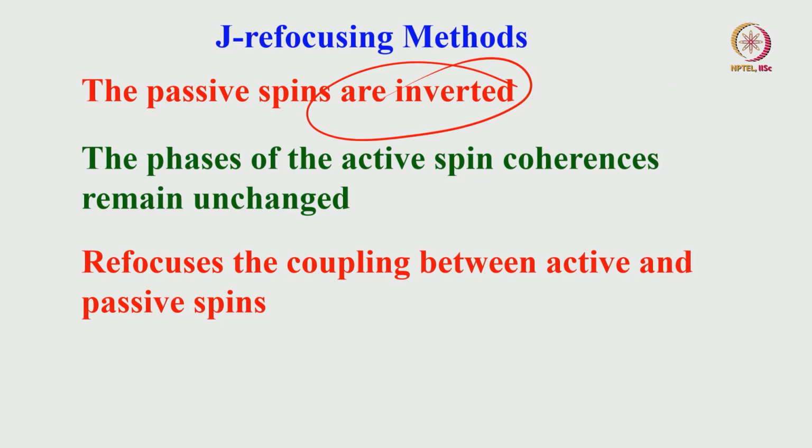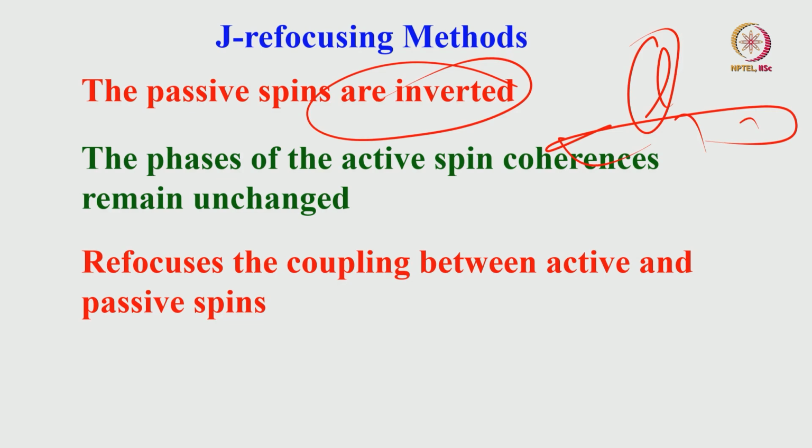Let us take an active spin. Select one of the spins which is the active spin, and all the other passive spins, which are not coupled, are inverted. What will happen? All the passive spins are inverted, while the active spin phase remains unaltered, unchanged.